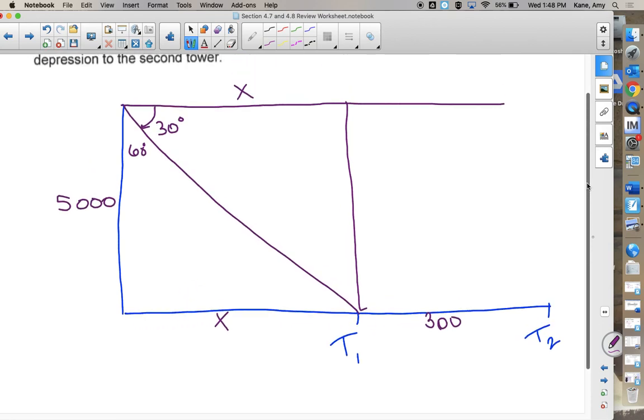But if you're over here, it's still 5,000. So opposite adjacent would be tangent. Or if I use 60, it's still opposite and adjacent. But your goal then is to find out this angle. That's the goal. So you need to get the whole distance in order to get the angle, but you're using tangent to get there.